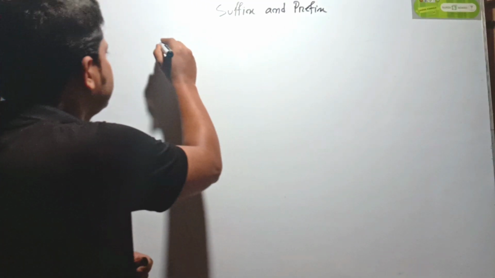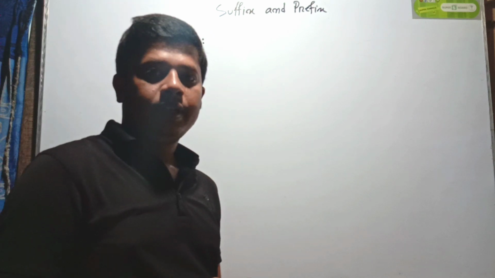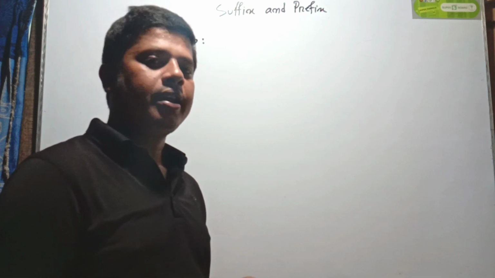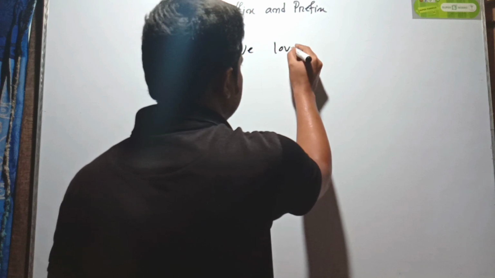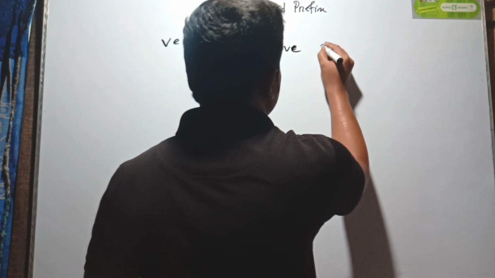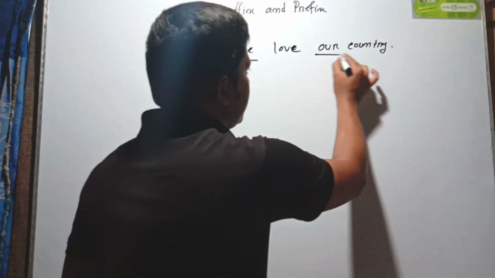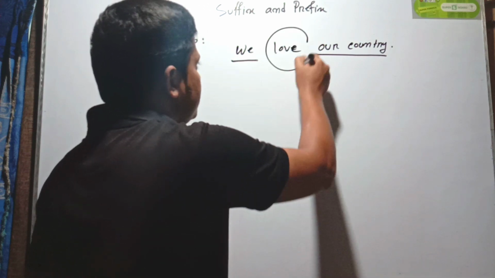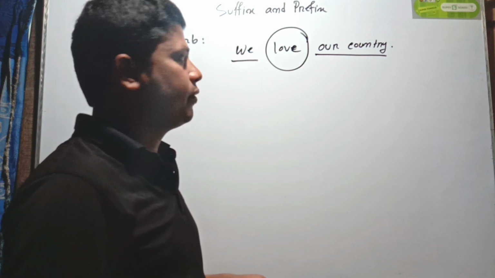Verb. A verb can sit between subject and object. Let's take an example. We love our country. Here we is the subject, our country has been used as the object, and the word love is the verb. Is this clear, students? Okay, fine.